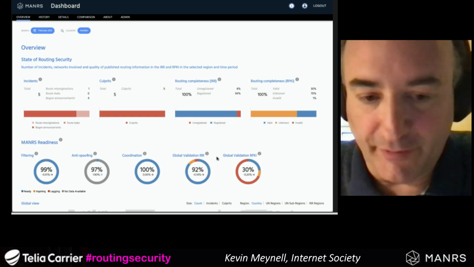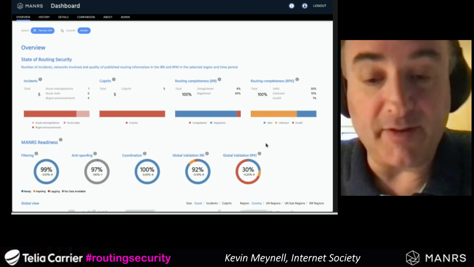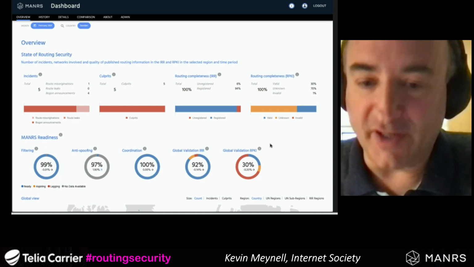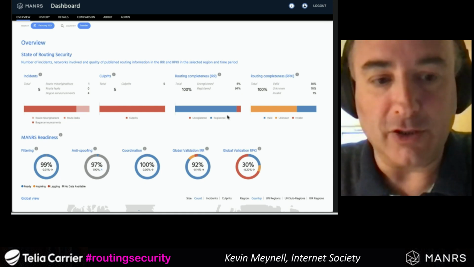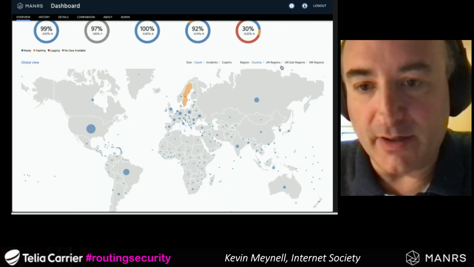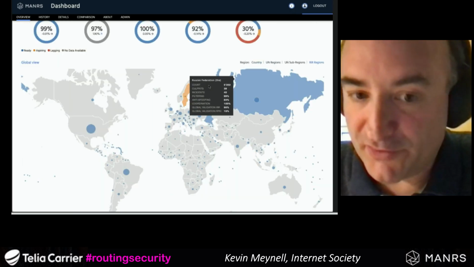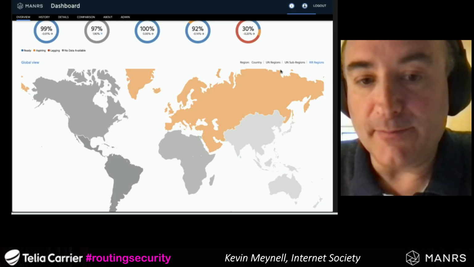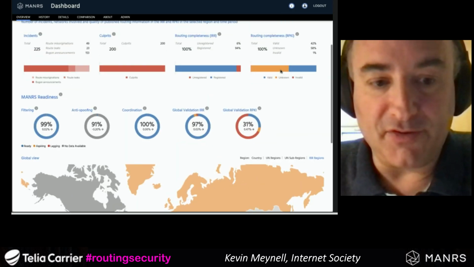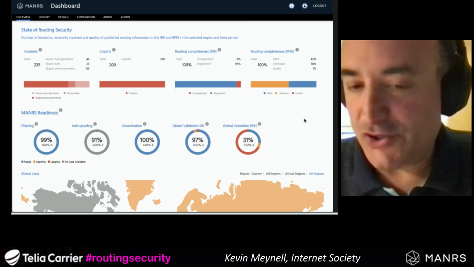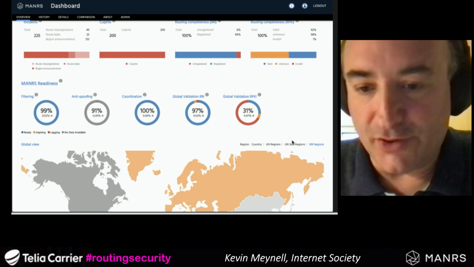IRR, it's sort of around the global average, and actually better for RPKI as well. Again, 30% is not fantastic, but it's definitely better than the global average. We can actually do this by different regions as well. If you're interested in how Europe is doing, or the RIPE region. So these are the same information for the RIPE region. It doesn't change hugely region by region.